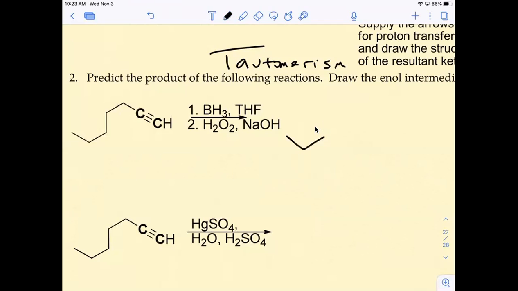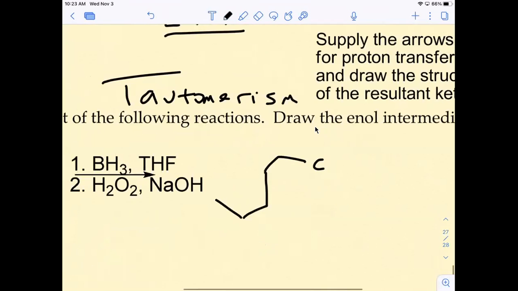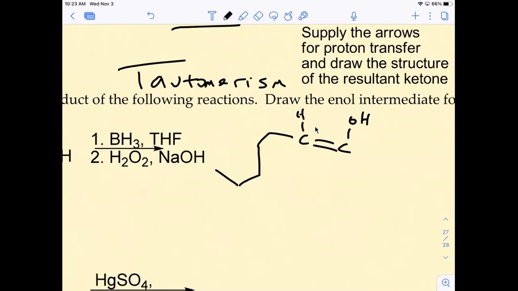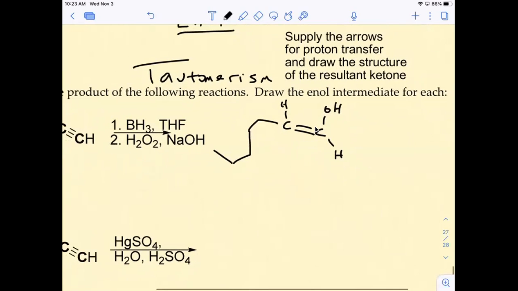Do you have an alcohol on the least substituted carbon? Yes. Right, because we're going to get the same thing here that we would get from an alkene. The only difference is now I'm working on an alkyne instead of an alkene. So this is going to be OH like that, and then this is H, and then there's another H here. All right, so this is the enol, but we just talked about this.